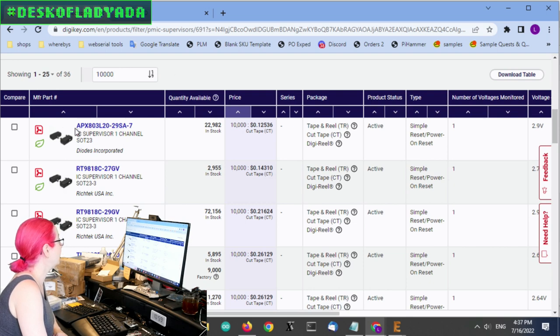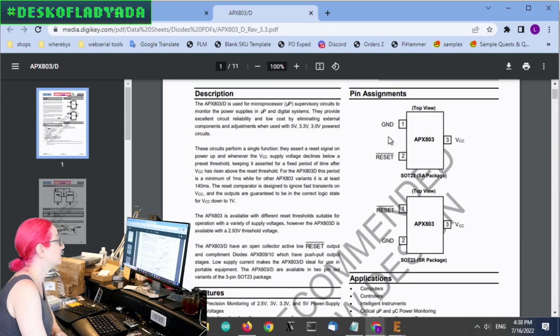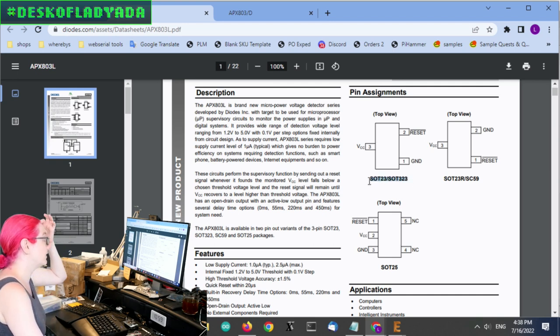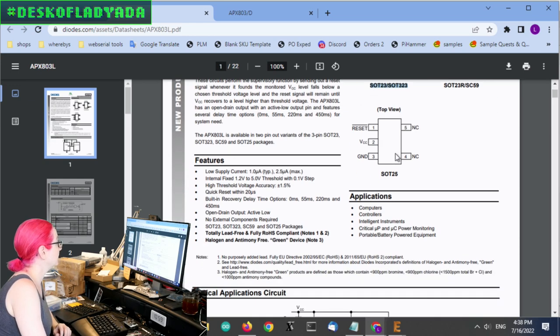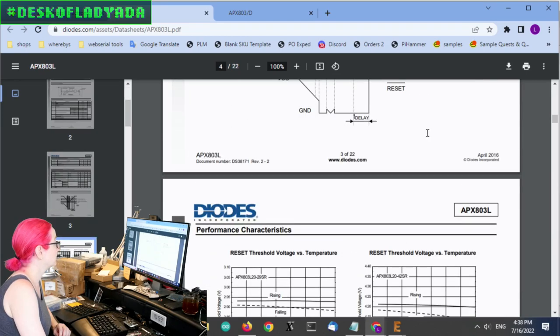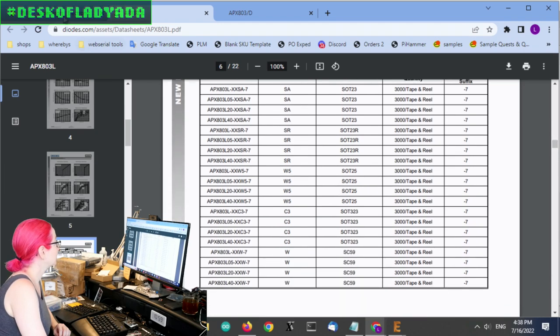There is, of course, the APX803-L20, so that's very promising. I think this is just the new version. Again, we want pin 1 to be ground, so let's make sure pin 1 is ground. Yes, we want the SOT23 version, not R. So let's look at the part number and make sure we get the right version. And hold on, they usually have a part code. Okay, so I want, let's see, this is the APX803L20. And then is it SR? No, this is SA. So this is the correct type.